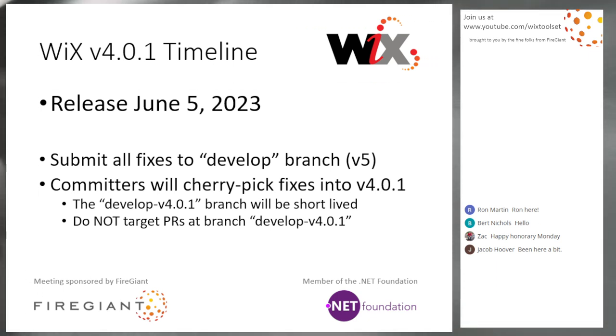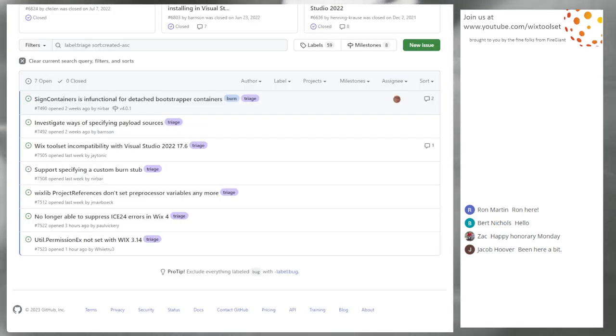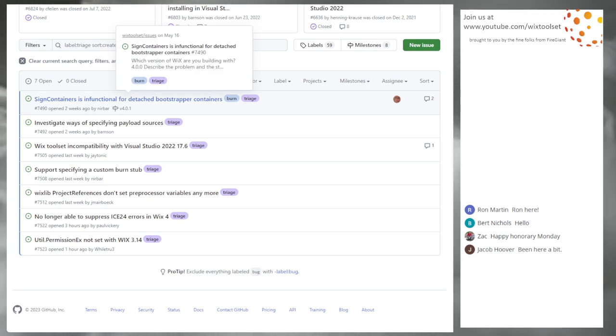Should we go talk about the issues, since that's really where the rubber hits the road? Let's find out about any 401 issues. All right, here we go. Let's go review and triage. Actually, we're going to do triage and review. So here we go, to the web. All right, this is our triage issues, and you can tell because there's all the little purple bubbles next to things that say triage. Let's start at the oldest, and we'll work our way to the newest.